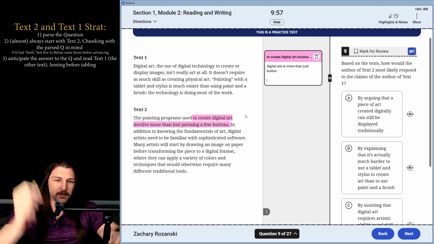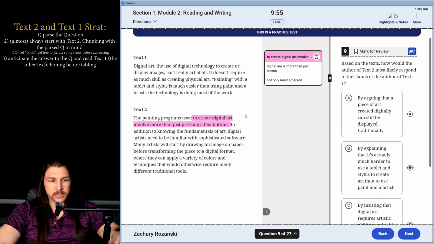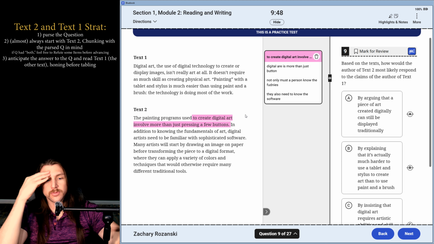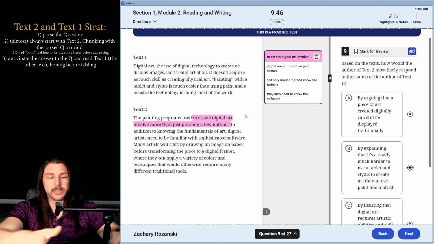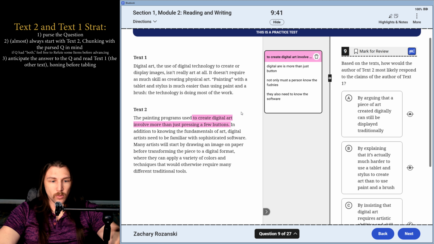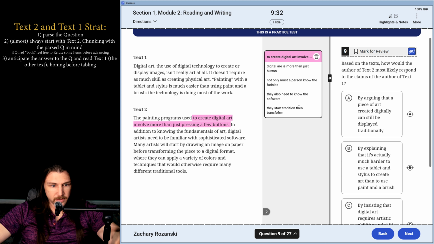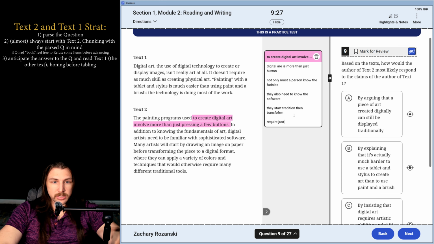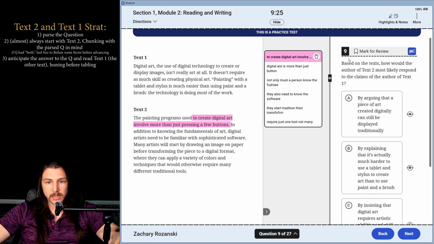Not only must a person know the fundamentals of art, they also need to know the software. Many artists will start by drawing an image on paper before transforming the piece to digital format. I feel good in my summary of this, right? I'm ready to attack text 1. They start traditional, then transform, where they apply different tools that are otherwise many. I love this, right? Required just one tool, not many. Let's start engaging with text 1.